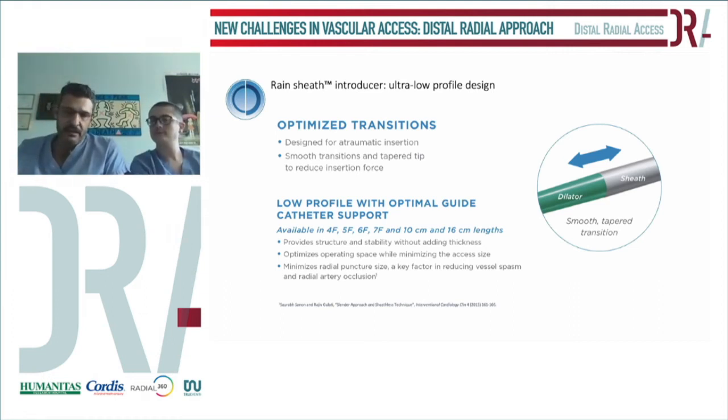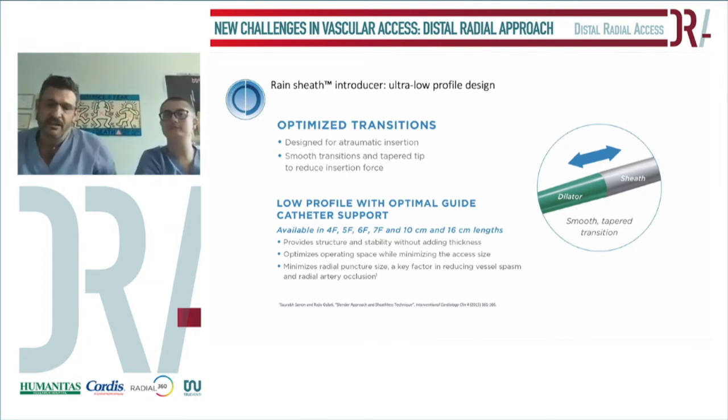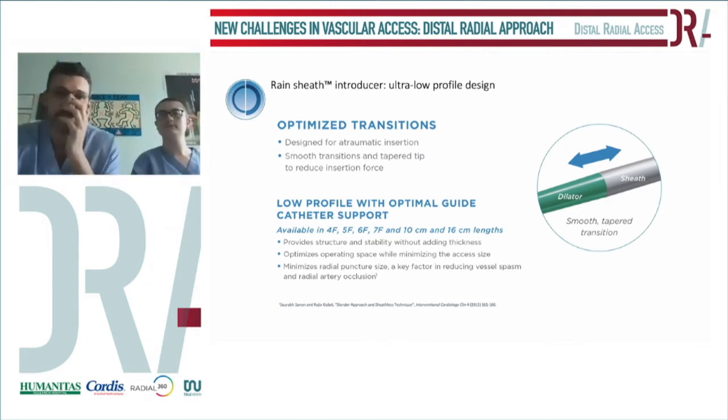But I think that both of them are very useful sheaths because, as you said, they let us perform complex PCI using a large bore guiding catheter, 7 French guiding catheter, maintaining a reduction of the outer diameter of the sheath, and facilitating complex PCI through radial access. So I think the products are very, very similar. The concept is quite similar, and it depends on the availability in your cath lab.